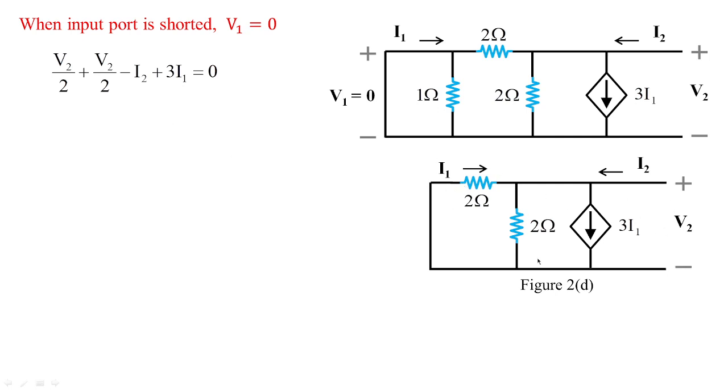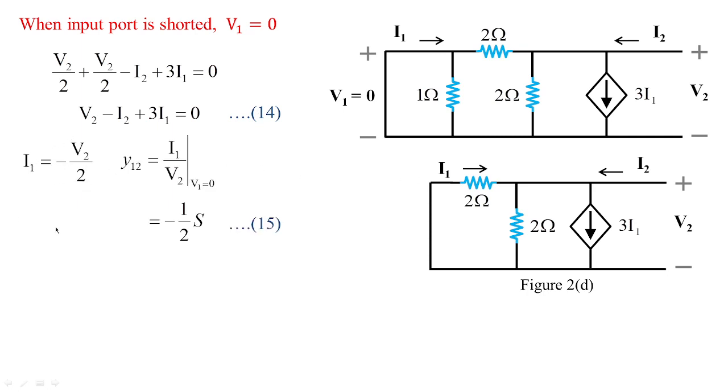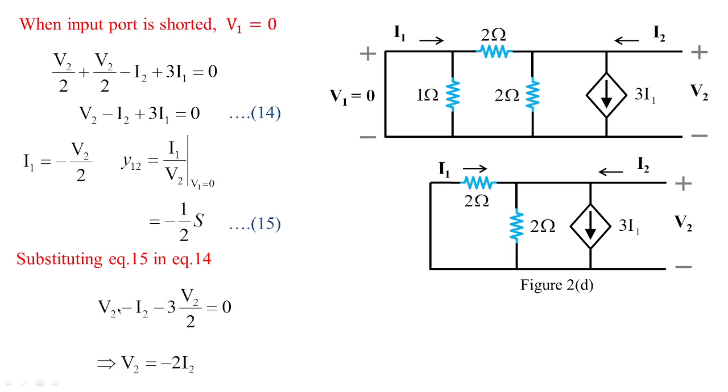First we applied KCL at this particular node and framed this equation. Now V2 by 2 plus V2 by 2 changes to V2 minus I2 plus 3I1 equivalent to 0. I am treating this equation as 14. And I1, as I told you, is nothing but minus V2 by 2. With this, I am going to get the value of Y12, whose immediate value is minus 1 by 2 Siemens. And I am going to employ this equation 15 in equation 14 to get V2 in terms of I2. So V2 is equal to minus 2I2, so that Y22 is equal to I2 by V2 at V1 equal to 0, whose value is minus 1 by 2 Siemens.